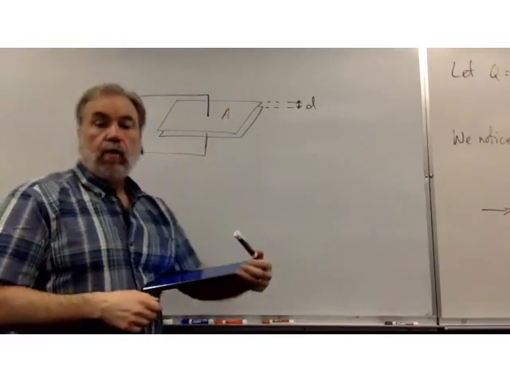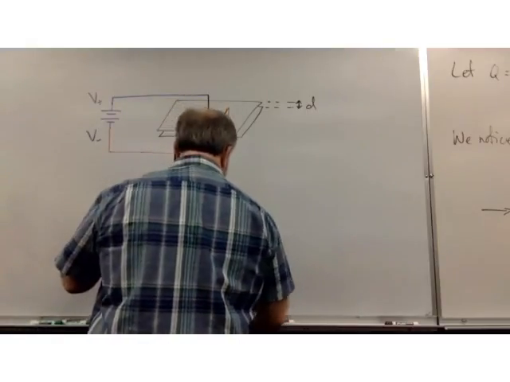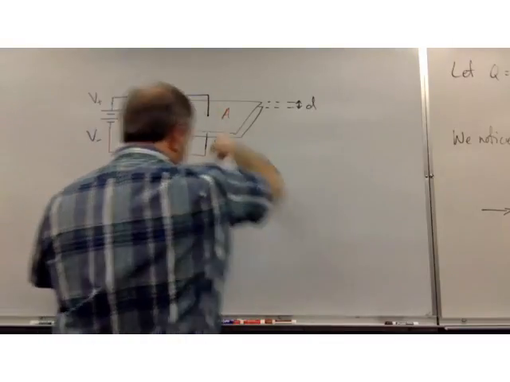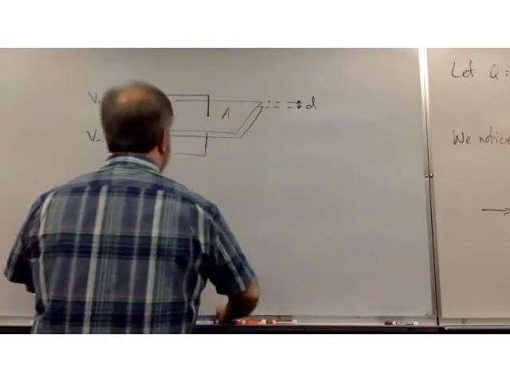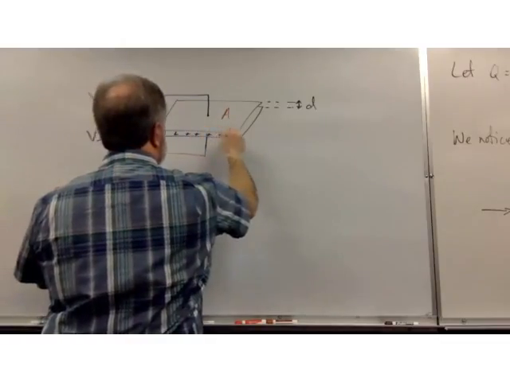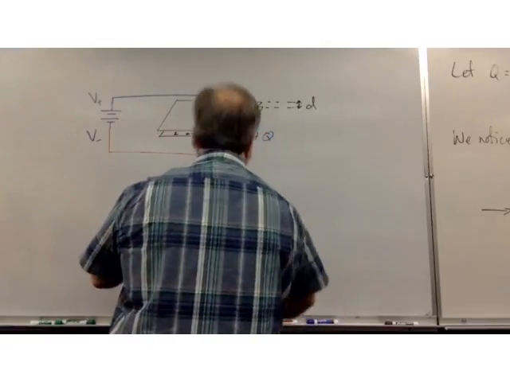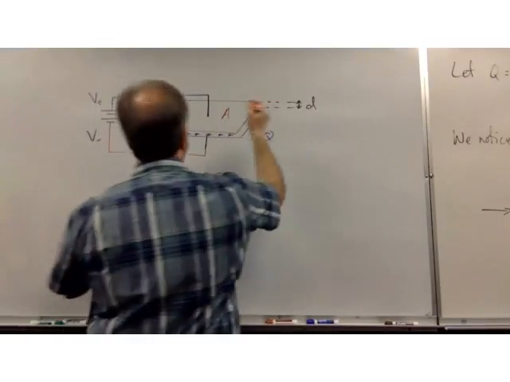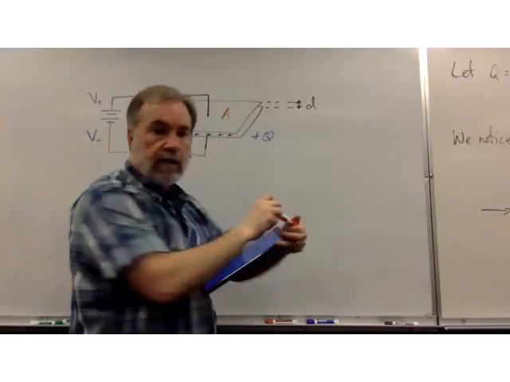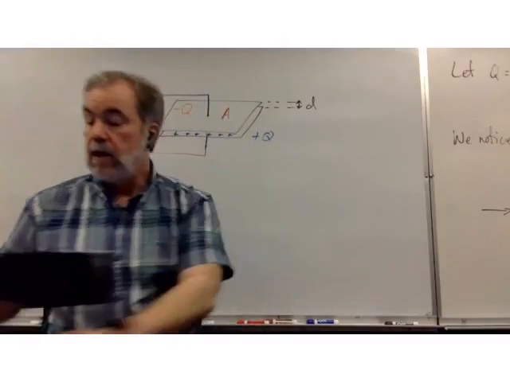Okay? Since we have transferred a bunch of positive charge from the top plate to the bottom plate, the bottom plate, having gained a bunch of positive charge, will have a net charge of plus Q. The top plate, in direct consequence, will have a net charge of negative Q. Okay?